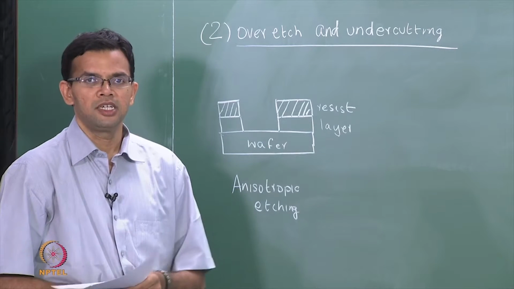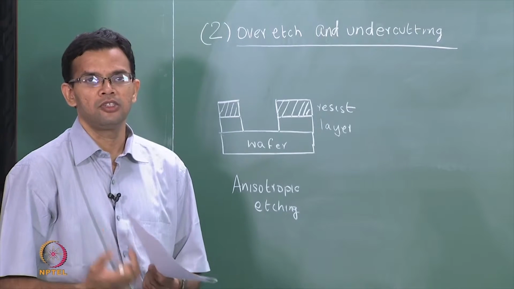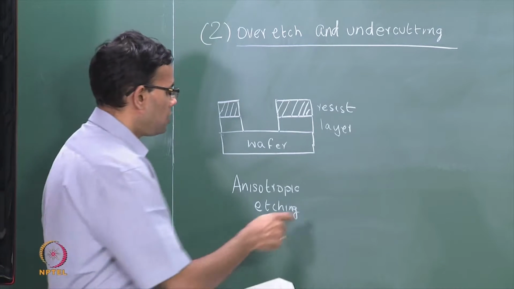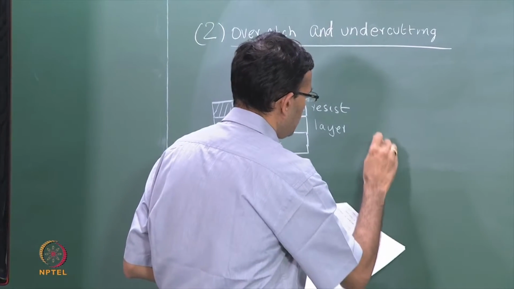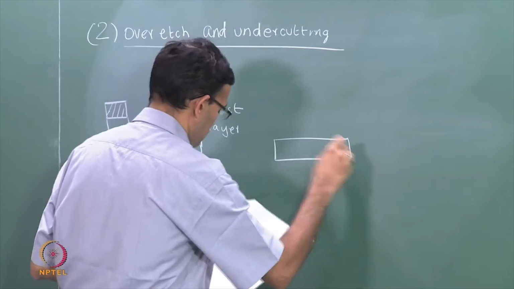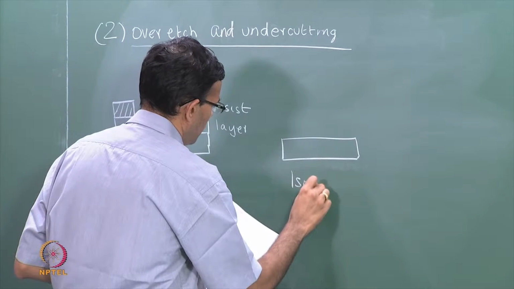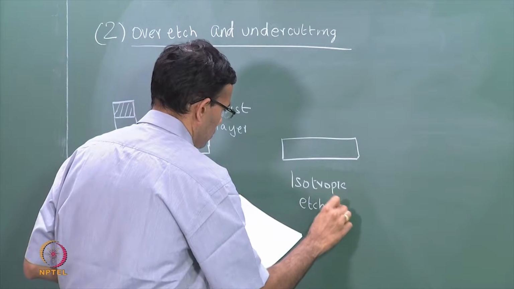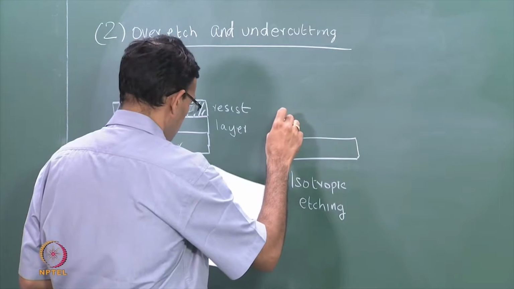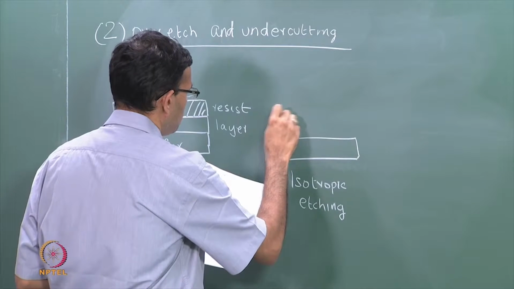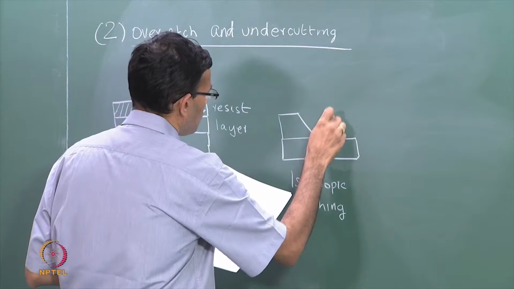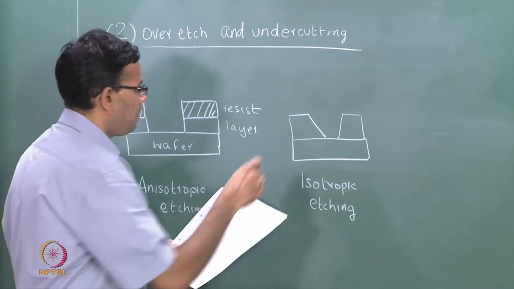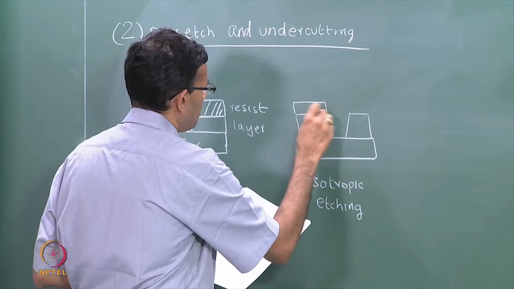In the case of wet etchant, you have etching that is essentially isotropic, though you may have different rates going in different directions. So instead of a pure anisotropic etch, you might have an isotropic etch. So instead of having a straight side wall, you might end up with a side wall with a certain amount of taper. So this is your layer.